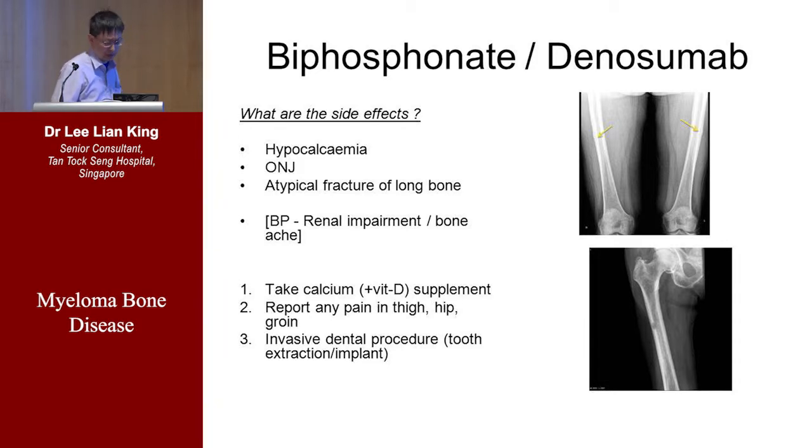So these are some of the complications that can occur with bisphosphonate, and we normally will advise patients on how to cut down on these side effects. We ask patients to take calcium, and usually with vitamin D. If the blood calcium is not high, it is routine to take calcium and vitamin D supplement. And we advise patients to report any unusual pain in the thighs, hips, or groin. And if a patient is going for any dental procedure, they should stop this medication for at least 3 months.